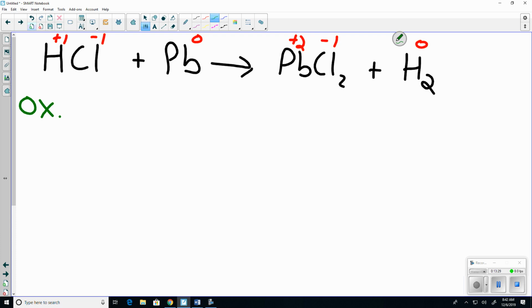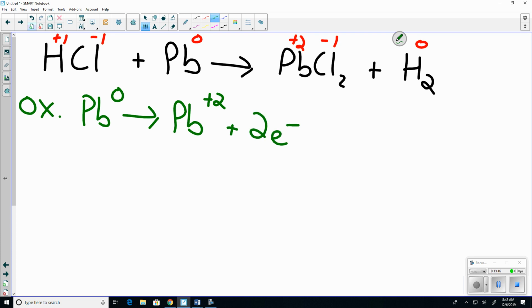So which one was oxidized? The Pb0, right? To be oxidized means you lose electrons. So I put the electrons on the product side along with the new charge of the lead. That would be my oxidation equation.